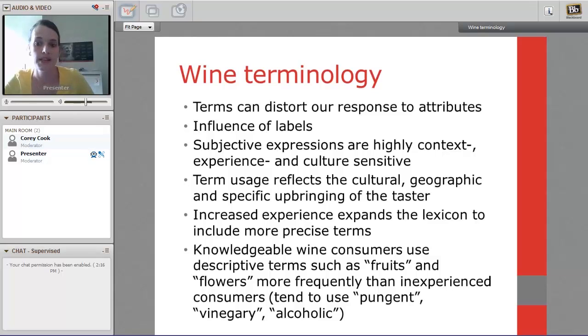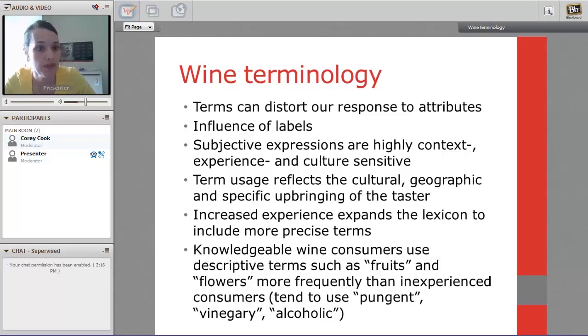Increased experience does expand the terms, and it does help one be able to use more precise terms, because as you try wines and you get used to different attributes, maybe eventually you will use lychee to describe the Gewürztraminer if over time you realize that, oh, that is the smell that I'm getting. We're calling that lychee, and now I understand that, and I can have that in my repertoire, so when I'm actually trying the wine, maybe I'll actually find that attribute.